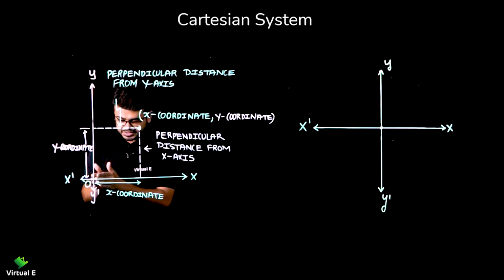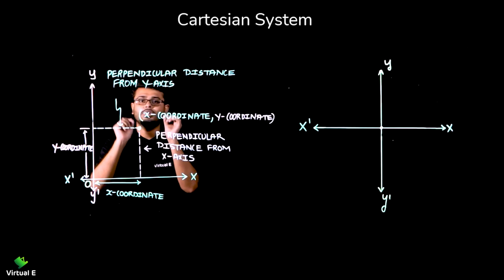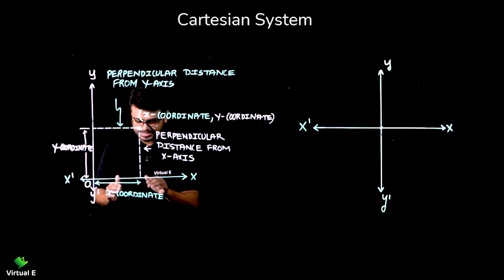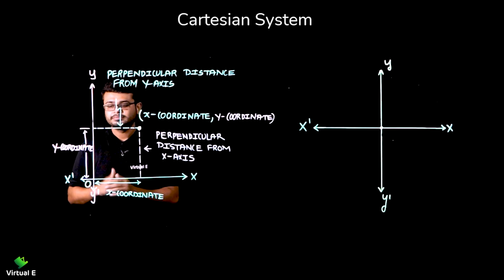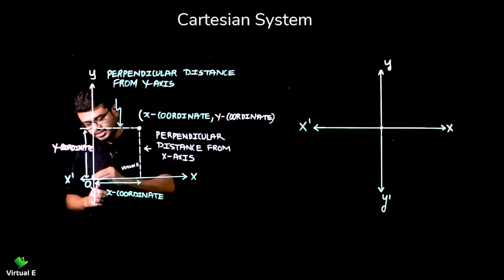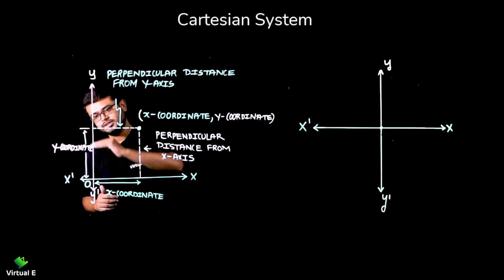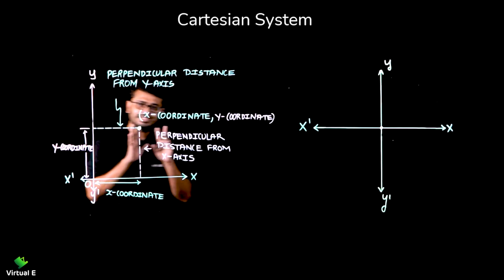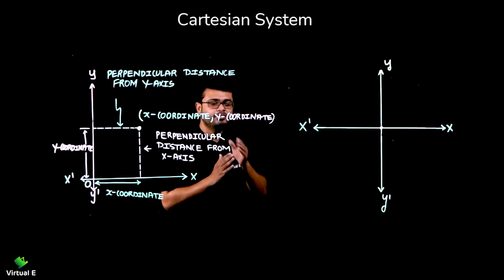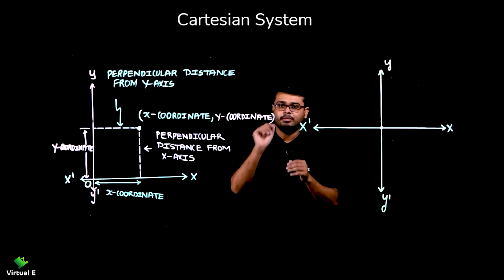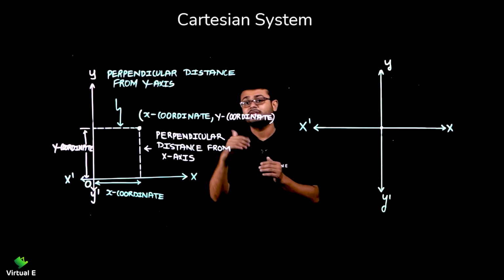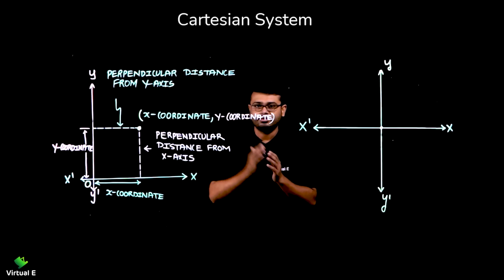Now see, whatever distance we move on the x-axis is called the x coordinate. And whatever distance we move in the y direction, or on the y-axis, is called the y coordinate. That's very simple, right? If you move left and right, that number of steps is called the x coordinate, and if you move up and down, the number of steps is called the y coordinate.